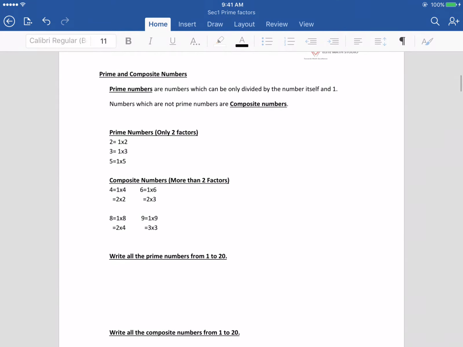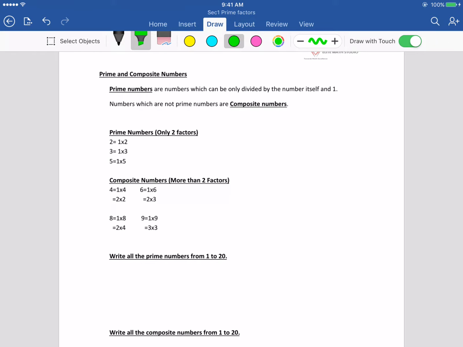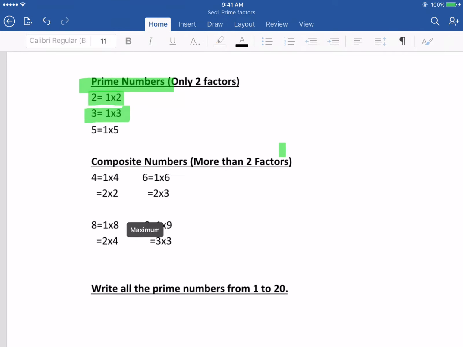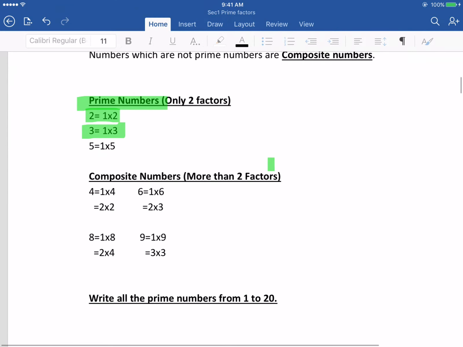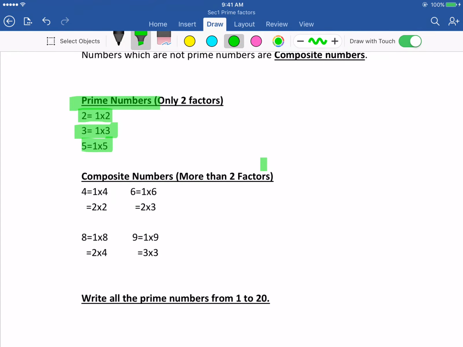The first thing in this lesson is to know what prime numbers and composite numbers are. Prime numbers are numbers which can only be divided by the number itself and 1. For example, 2, because it can only be 1 times 2. 3, because it can just be 1 times 3. It can be 5 as well, because it's 1 times 5.